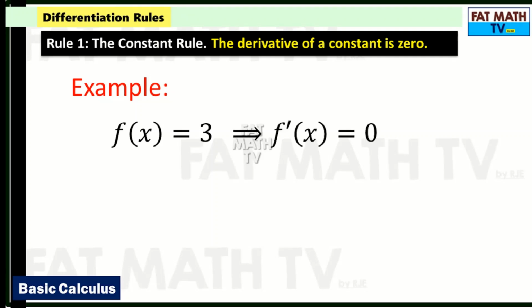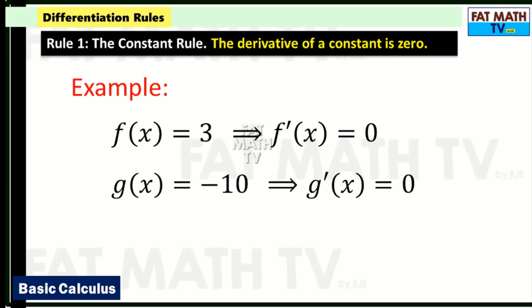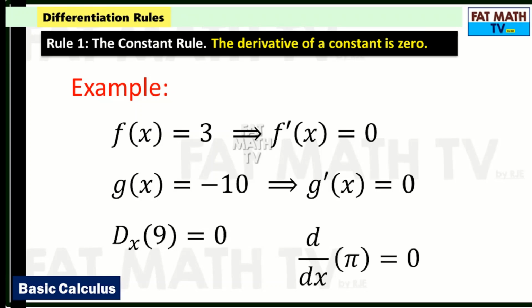The derivative of this is 0. So the derivative of 3 is 0. Let's say g of x equals negative 10. That's another constant, so g prime of x is 0. The derivative of 9 with respect to x is also 0 because 9 is a constant. And the derivative of pi with respect to x is also 0. As you can see here, if we are given a constant function, the derivative is 0.